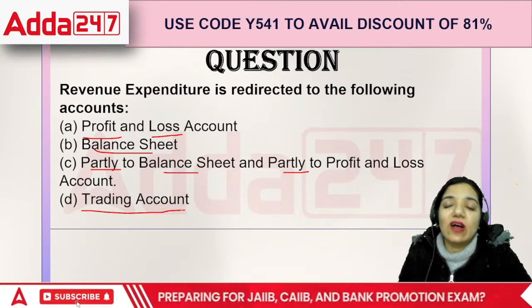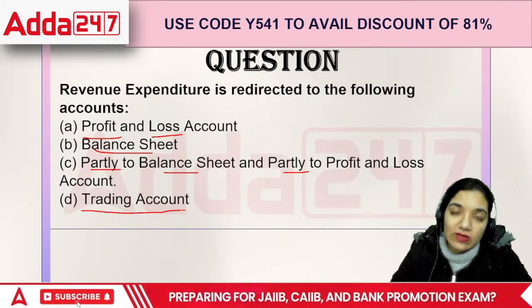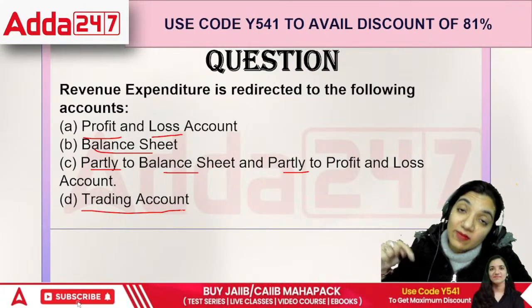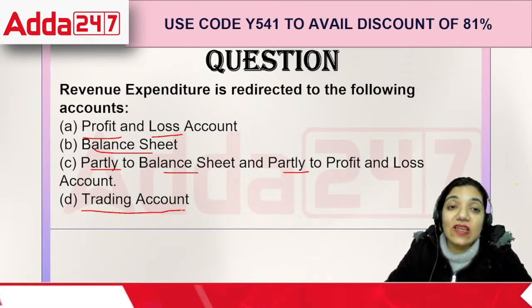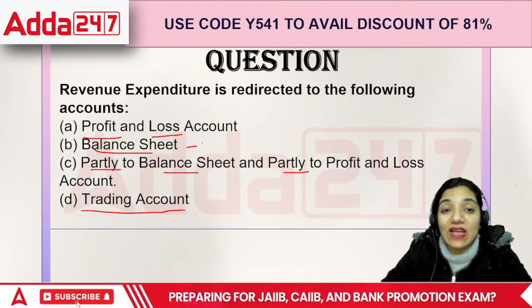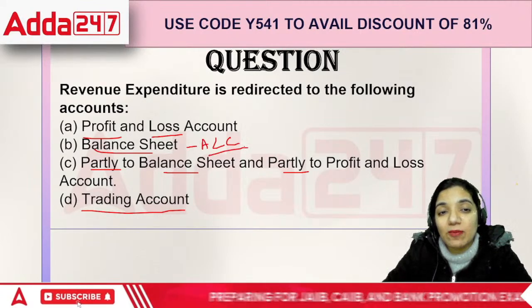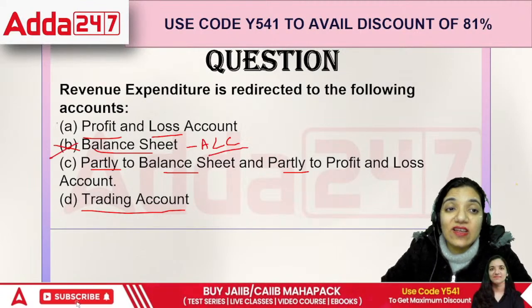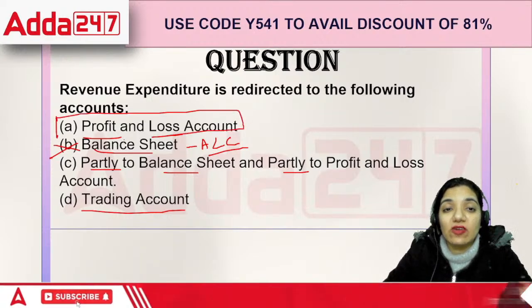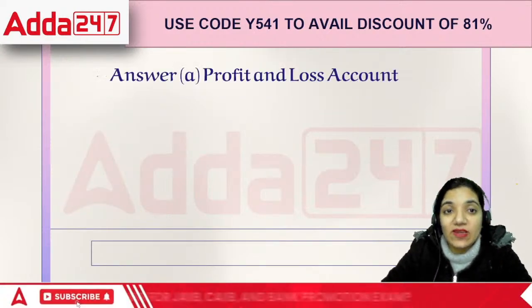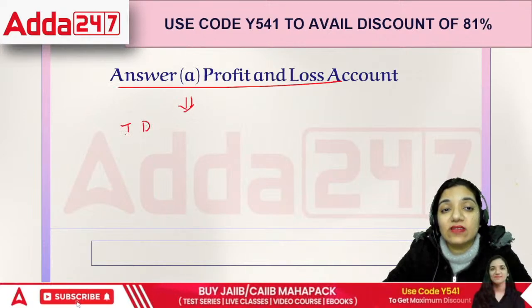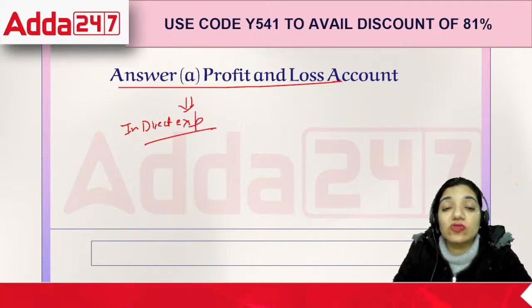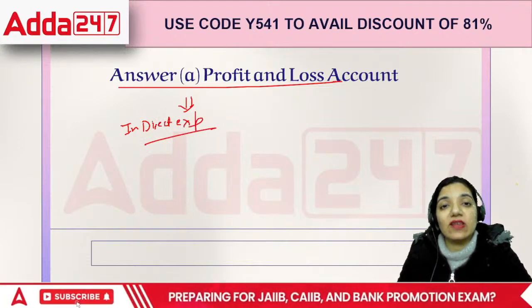Revenue expenditures are those expenditures which are incurred during the year to earn the income again during the year. So it is all about this particular year, nothing else. While the balance sheet records all the assets, liabilities as well as the capital. So that doesn't really make sense. The correct answer would be the profit and loss account, right? So in this particular account, we record our indirect expenses, all the expenses that we are incurring in order to sell those goods. That is what we define as indirect expenses.